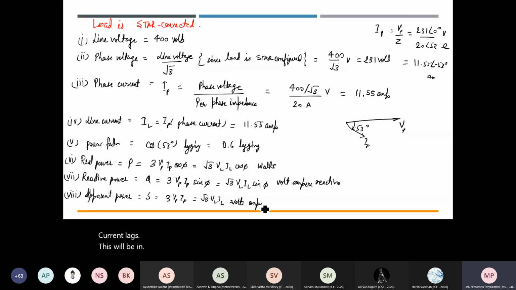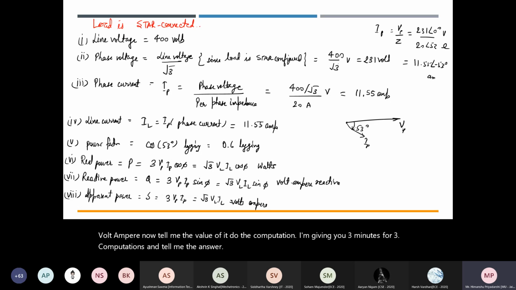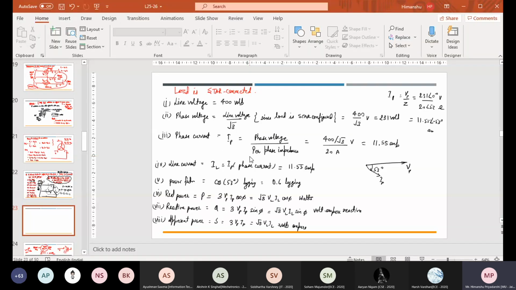Now tell me the value of it. Do the computation. I am giving you 3 minutes for 3 computations and tell me the answer. In fact, you post your answers. P is equal to this, Q is equal to this, S is equal to this in the chat box. I'm going to the chat box now to see who is posting. Okay, some people are really fast. Amritanshu has posted. Let us check. We will wait up to 250.